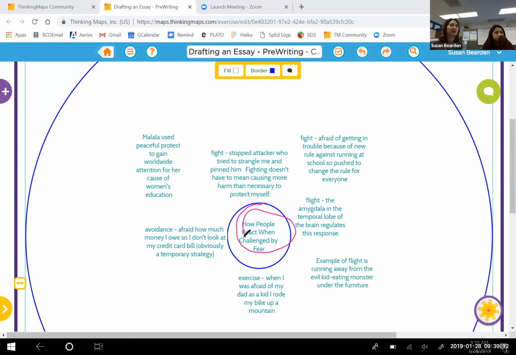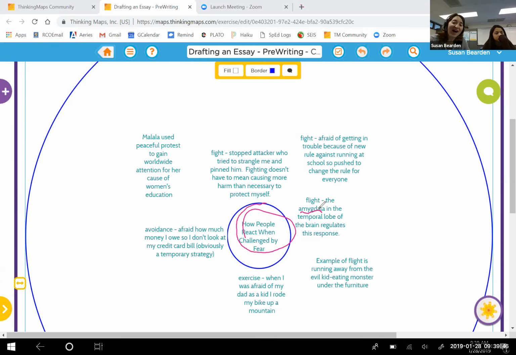So I've started brainstorming about what I know about how people react to fear. The first thing I thought of when I heard fear is fight or flight. You may have heard of that. It's the way a lot of people react to a fearful or dangerous situation. They either fight or they run, right? It's called the fight or flight instinct, and it's controlled in the amygdala, which is a part of our brain in the temporal lobe. It regulates our response to danger.